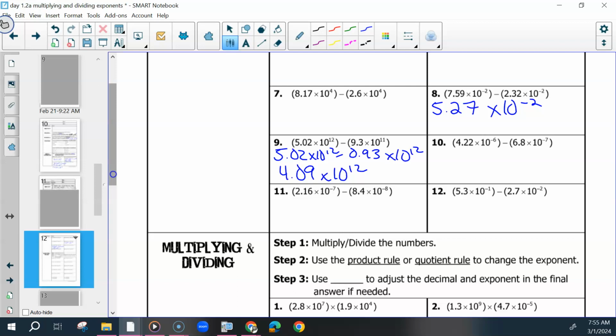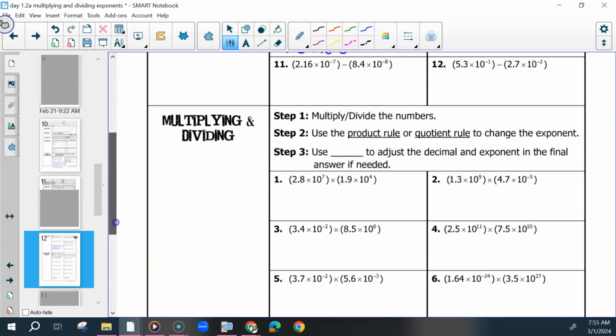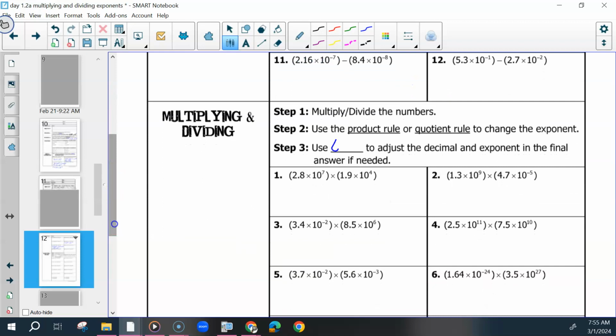Okay, on to multiplying and dividing. So we're going to actually multiply and divide the decimals. Use the product or quotient rule. So if we are multiplying like bases, we are doing what with the exponents? Adding. And if we are dividing the like bases, we're doing what with the exponents? Subtracting. So we're going to be using those rules here.